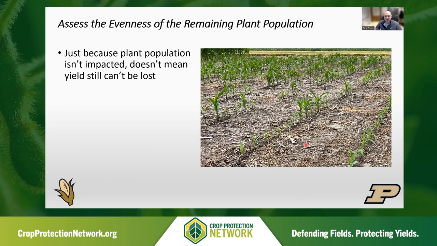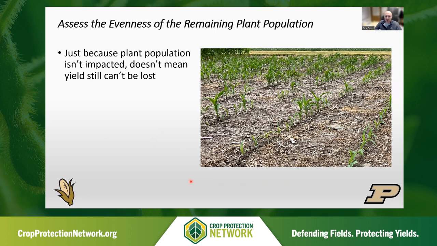So it's still also important to assess the level of evenness of those plants remaining. Try and get an estimate of, okay, here's my plant stand, here's how many plants are still viable, and here is where these plants are X growth stages behind these certain plants. Just because plant population isn't impacted doesn't mean that yield can't still be lost, because often where we have plants that are 2, 3, 4 growth stages ahead, their neighbors that are behind often can't catch up, or they may not be able to produce an ear, or they're going to have some level of yield reductions in those areas.